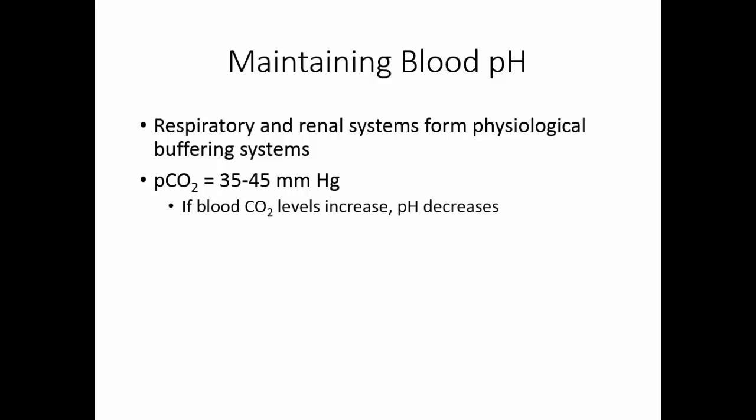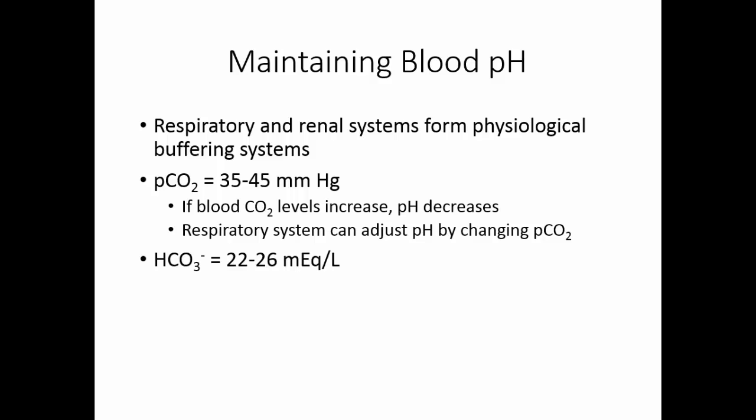If blood carbon dioxide levels increase, blood pH will decrease. Increasing carbon dioxide levels will develop more carbonic acid, which will release more hydrogen ions into the blood. The respiratory system then can be used to adjust pH by changing the PCO2 of the blood. If you increase PCO2 by conserving carbon dioxide, breathing more shallowly, you will decrease pH. If you decrease blood carbon dioxide levels by breathing more heavily, blowing off more carbon dioxide, then blood pH will increase.